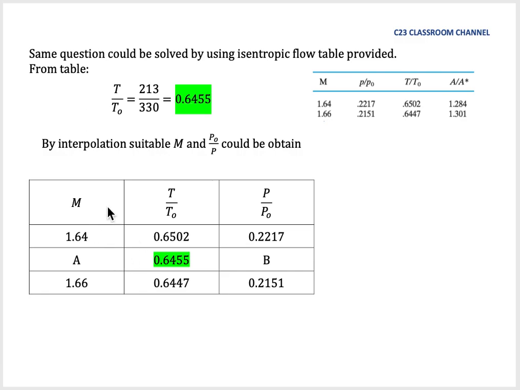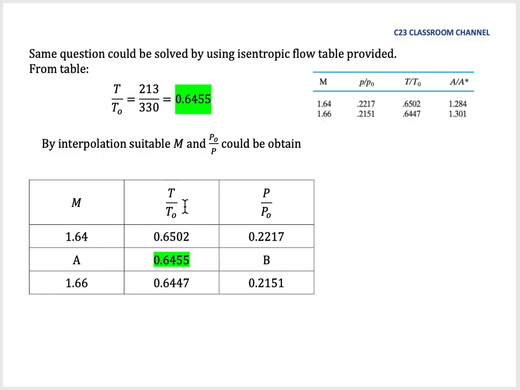So we make a table like this. We have Mach number, we have T over T naught, and we have P over P naught. We have Mach number 1.64 and 1.66, and the ratio of this one is in between 1.64 and 1.66. So we write this as 0.6455. Then we need to calculate the value of A, the Mach number that creates T over T naught of 0.6455, and what is the ratio of pressure that gives this value.